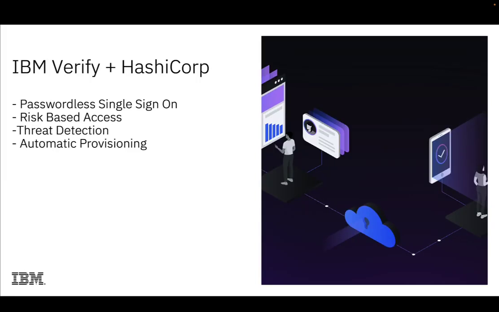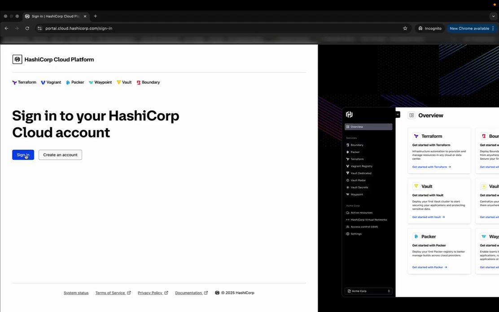Today I'm going to be walking you through a demo between IBM Verify and HashiCorp Vault for secure authentication. We're going to start with some passwordless single sign-on use cases, then we'll move on to risk-based access scenarios, and then we'll end with showcasing some of our threat detection capabilities and automatic provisioning capabilities, all in the context of HashiCorp and DevOps. So we're going to kick off with a service provider initiated SSO.